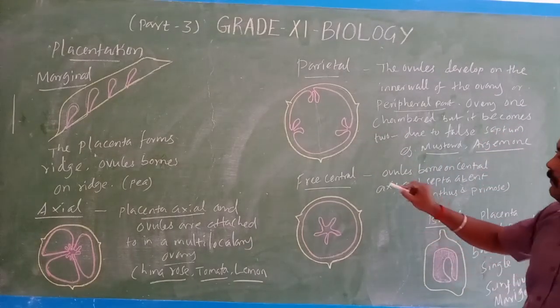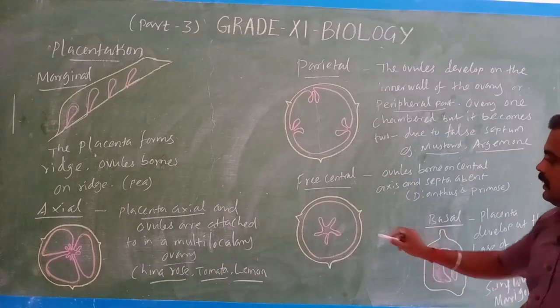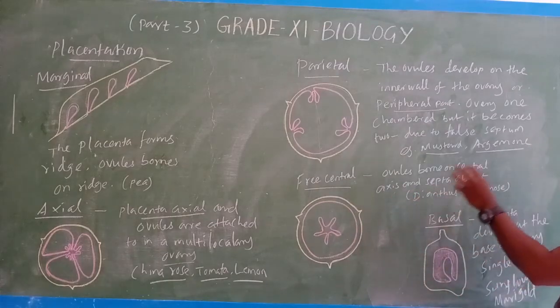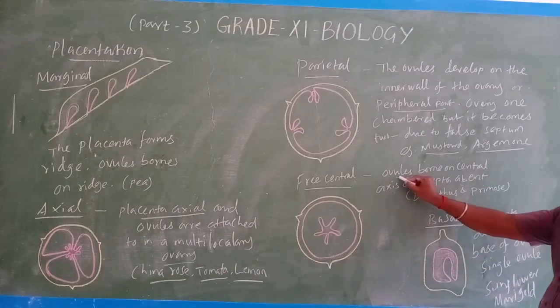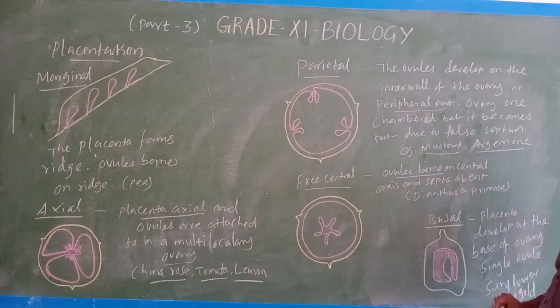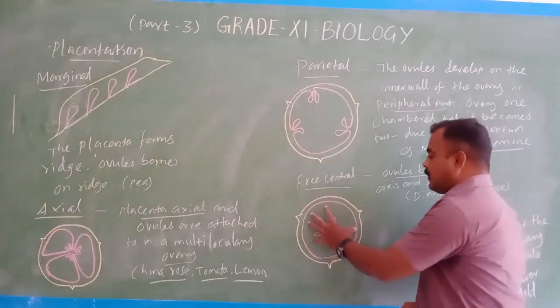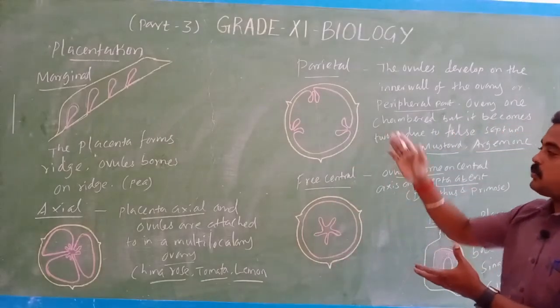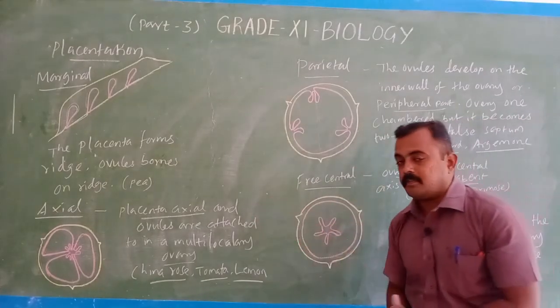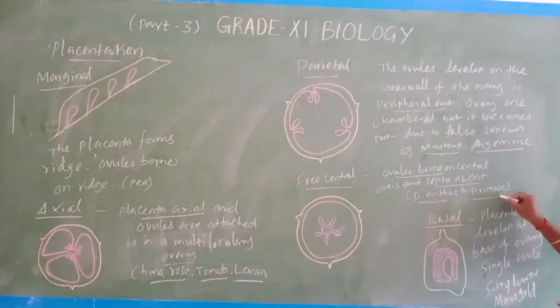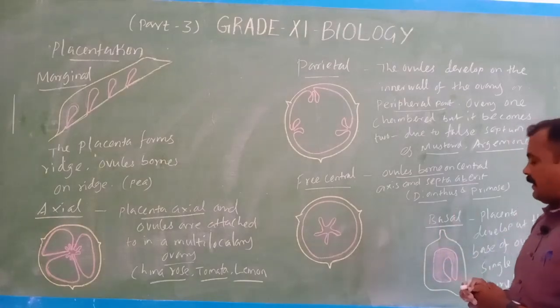Then free central. Here the ovules are borne on the central axis, in the center. Septa are absent. Here one chamber is present, there two chambers, and there three chambers. Examples are dianthus and primrose.